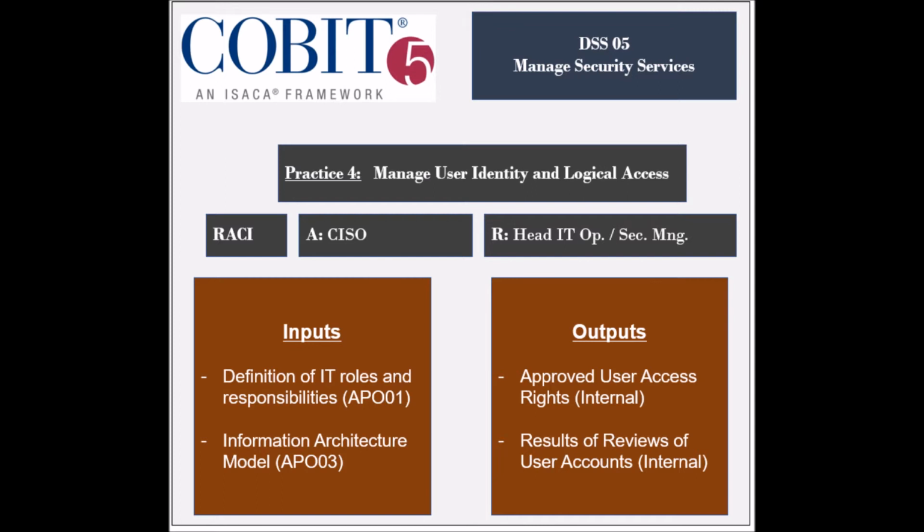The practice receives 2 inputs, which are the definition of IT roles and responsibilities from the AP01 process, and the information architecture model from the AP03 process. It generates 2 outputs, which are the approved user access rights, and the results of reviews of user accounts and privileges, both to be used internally.